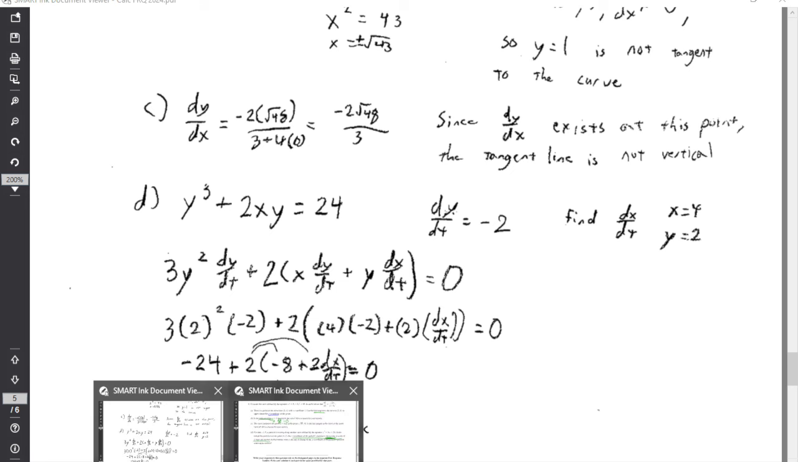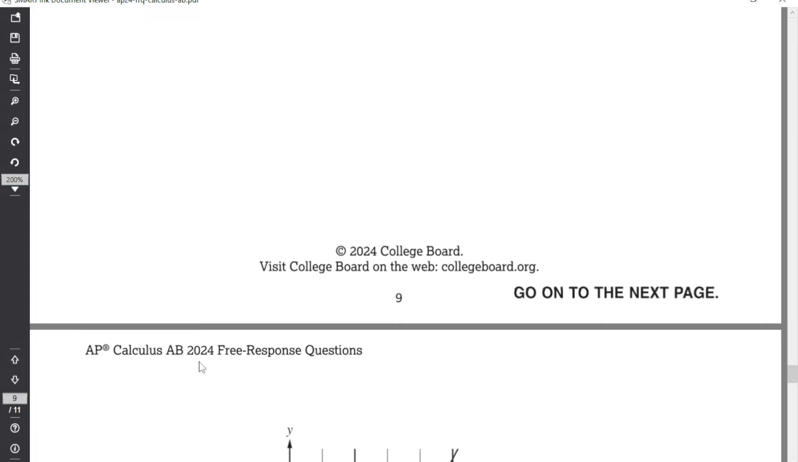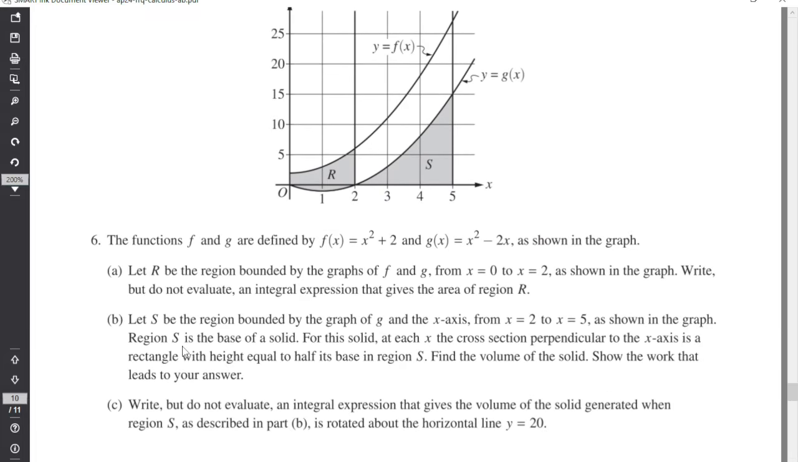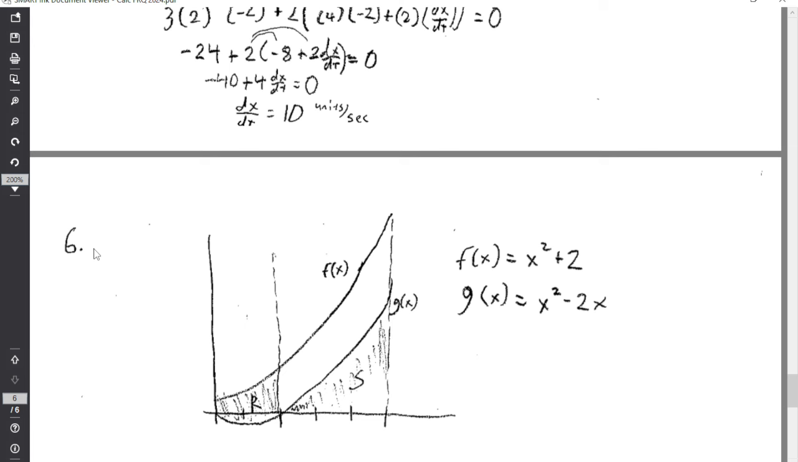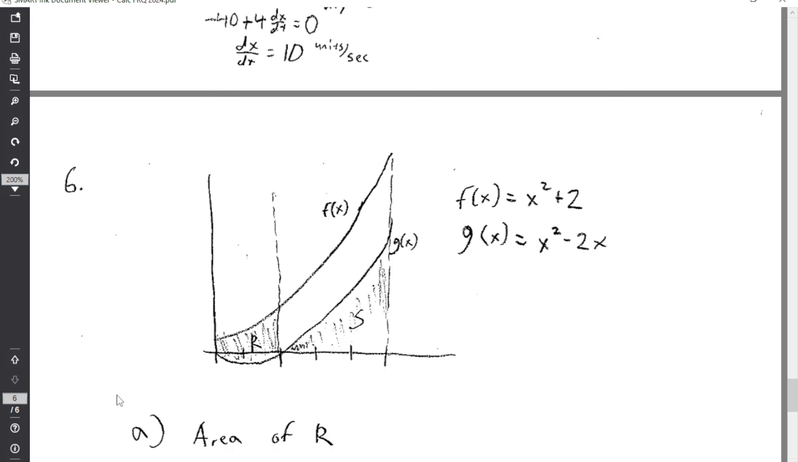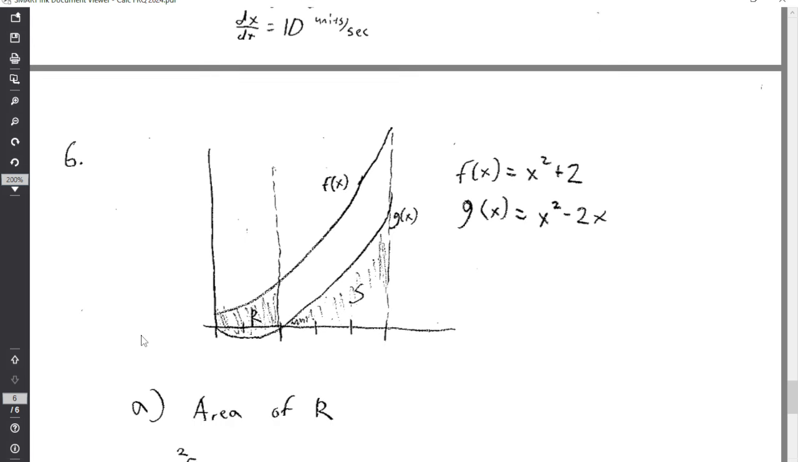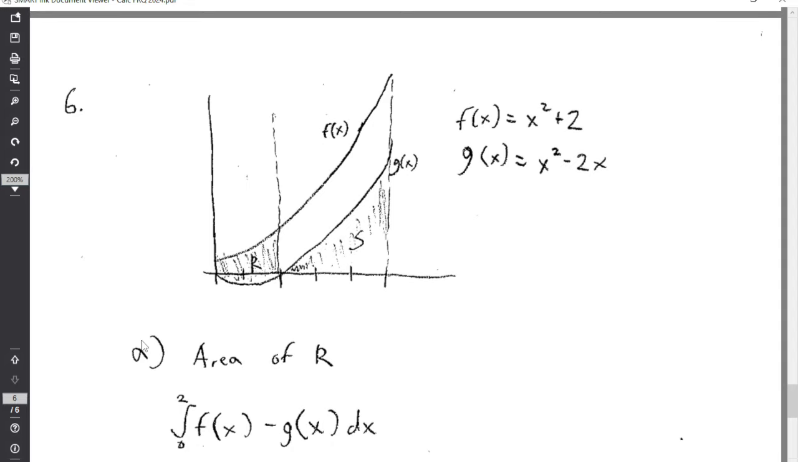All right, finally, question 6. Question 6 was about areas and volumes. So part A asked for the area of the region R. So we're going to look at the top curve minus the bottom curve on that to do our integral. So it should be the integral of our top curve minus bottom curve, f of x minus g of x.